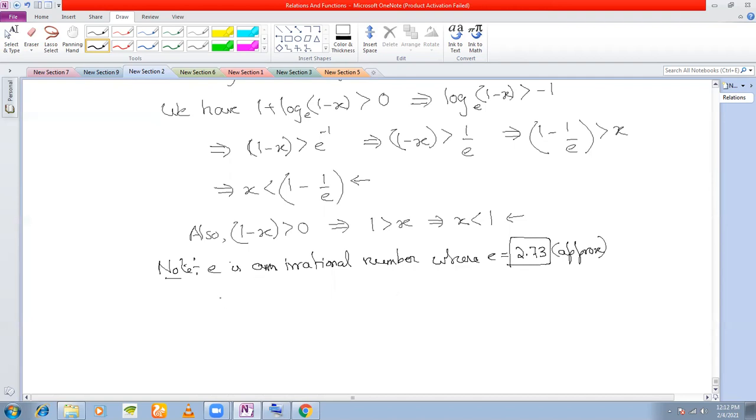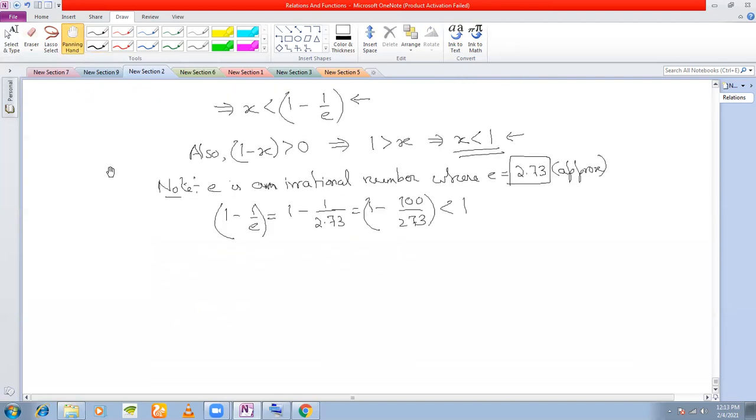So therefore, what you must note here is that 1 minus 1 by e must approximately be 1 minus 1 by 2.73, which is 1 minus 100 by 273, right? Now 1 minus 100 by 273 is a number that is less than 1. So clearly 1 minus 1 by e is a number that is less than 1. Also x is less than 1.